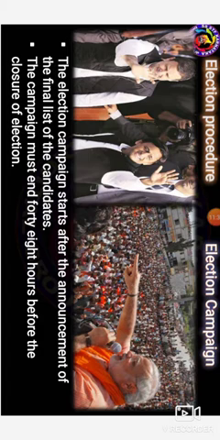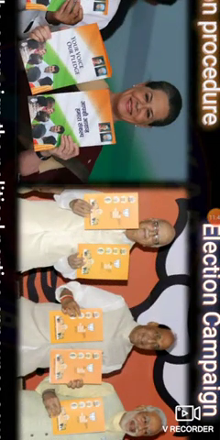Such promises are given in the election manifesto, public meetings, and door to door campaigns. Banners, cutouts, posters, pamphlets, flags and slogans are common during the propaganda. All the contesting candidates have to follow the model code of conduct announced by the election commission.